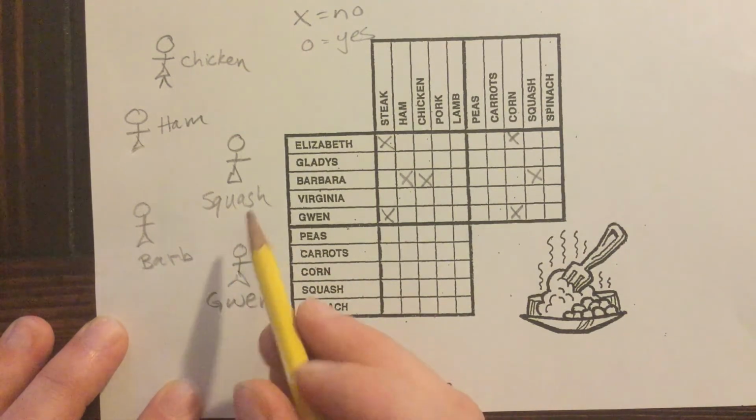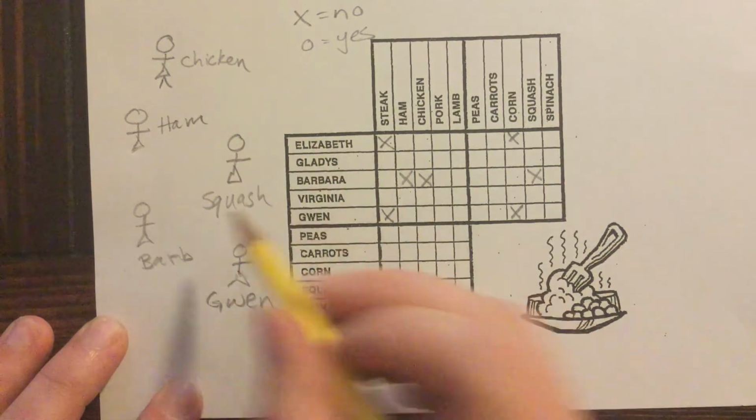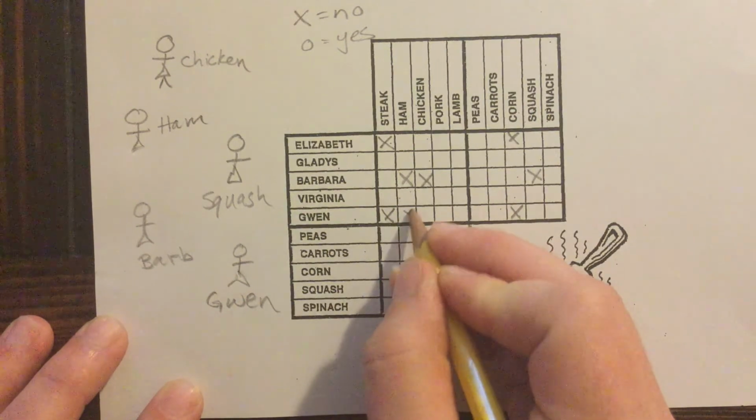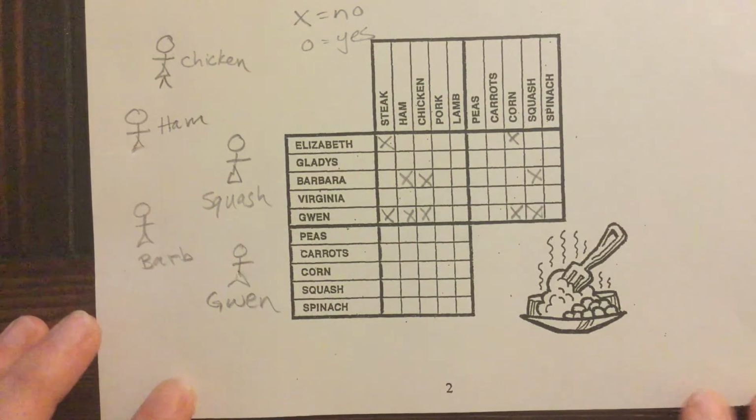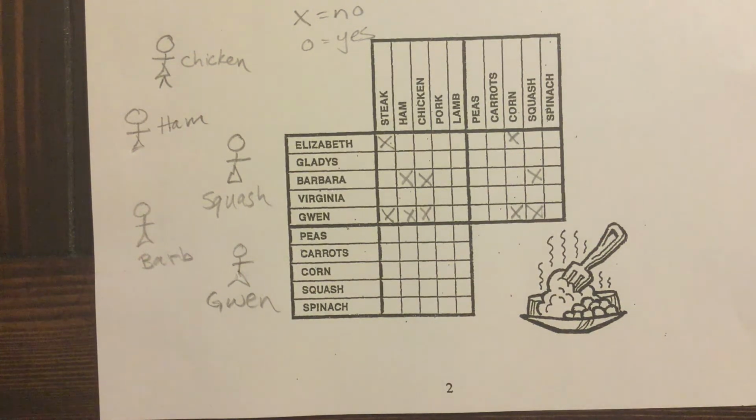We know Gwen didn't have squash, ham, or chicken either. So we're going to cross Gwen off for ham and chicken and squash. It feels really good to get an O, but the X's are actually a lot more useful because this is a process of elimination. Because it's a process of elimination, though, you should definitely never guess on these kind of problems because every answer is based on every other answer.